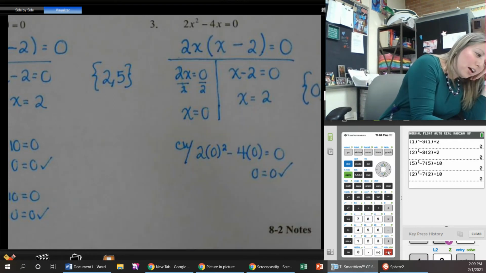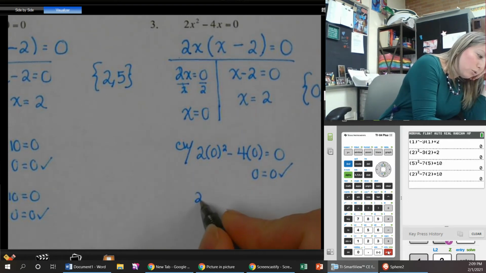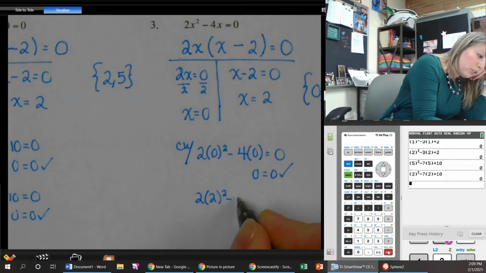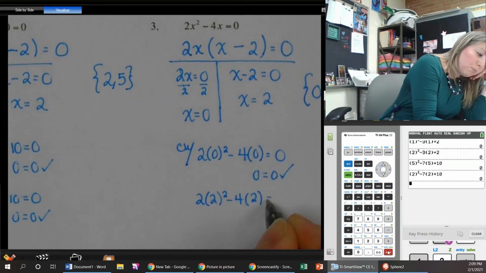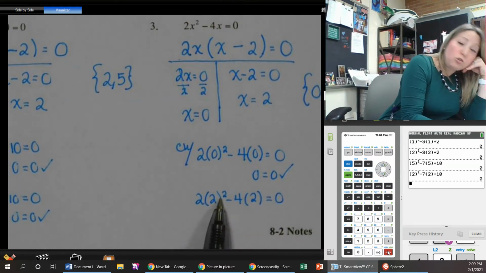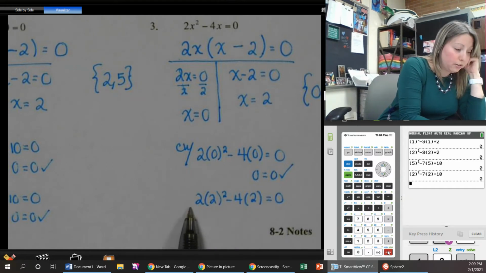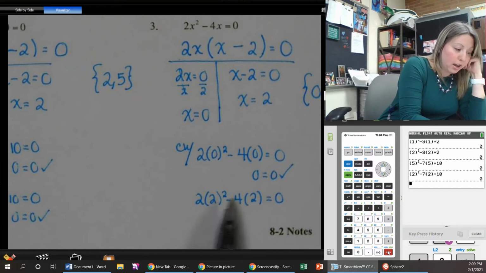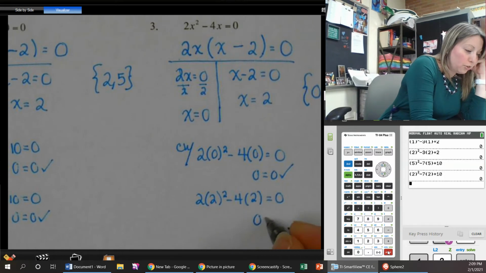So now I'll plug in my other answer, which was 2. So 2 times 2 squared minus 4 times 2 should be 0. 2 squared is 4. 4 times 2 is 8. 8 minus 8 is 0. So there's another way.